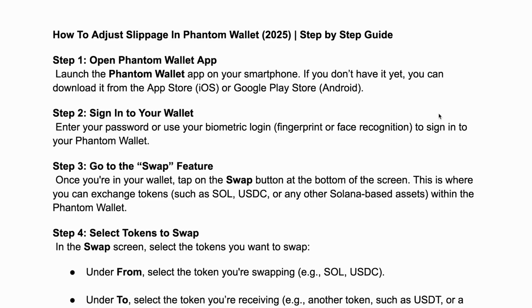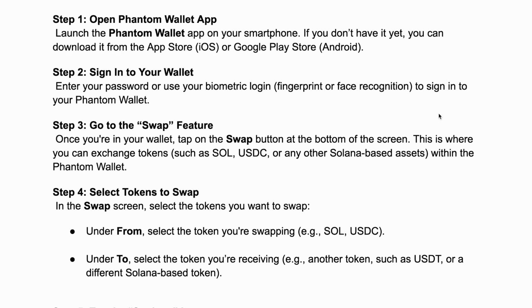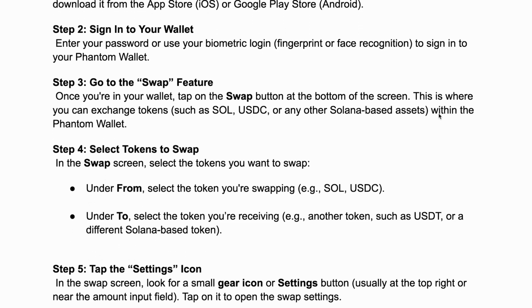How to adjust slippage in Phantom Wallet. First, you want to open up Phantom Wallet. If you don't have it, you'll need to download it from the App Store. Then sign into your wallet and then go to the swap feature.